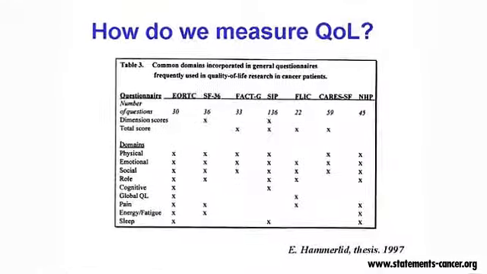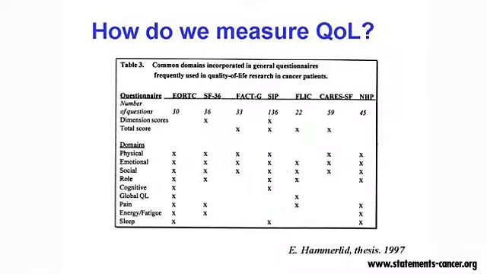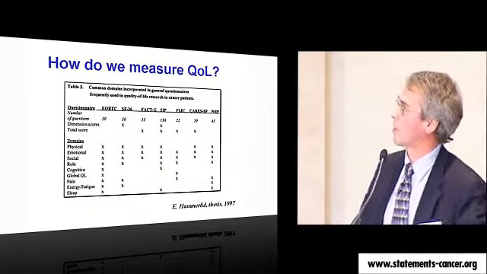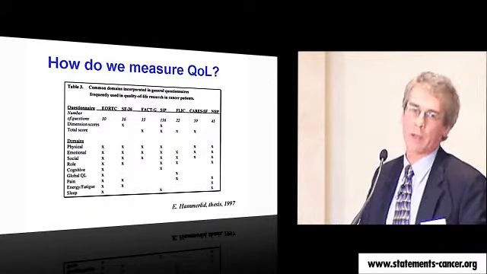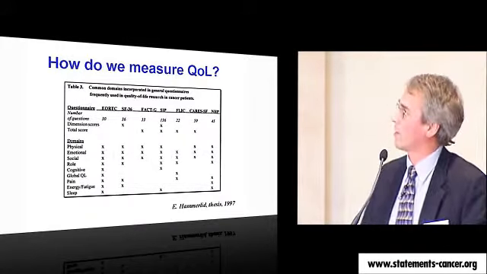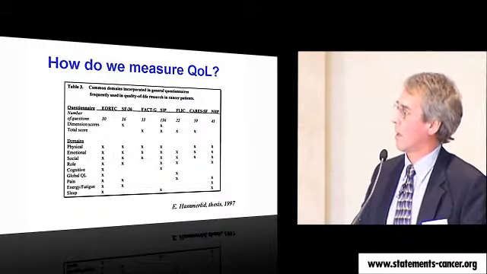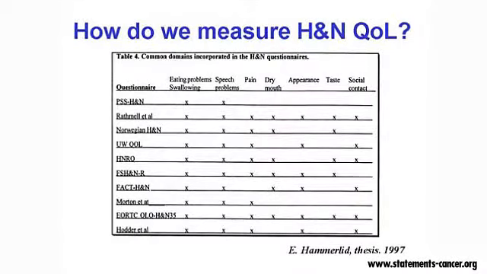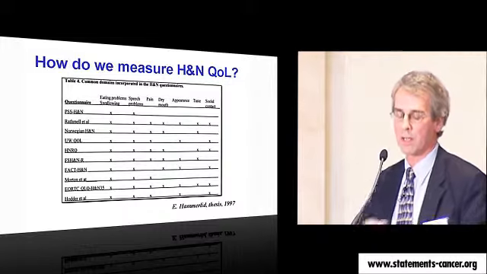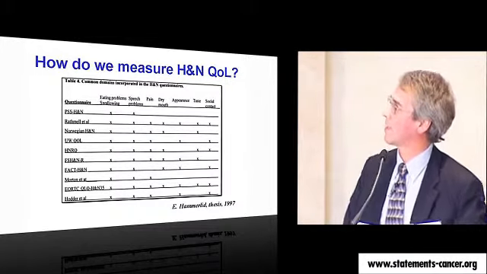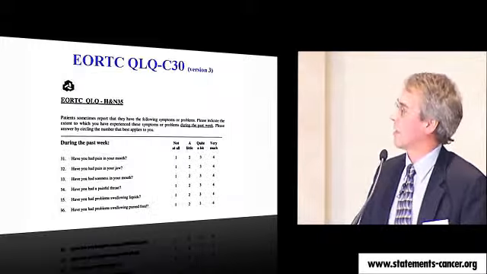How do we measure quality of life? There are a lot of different questionnaires. I've listed them here, from a thesis a few years ago. And as you see, there are several of them, and they measure different qualities in our life. And specifically for head and neck, there are also 7 different questionnaires addressing different aspects of disease and complications.